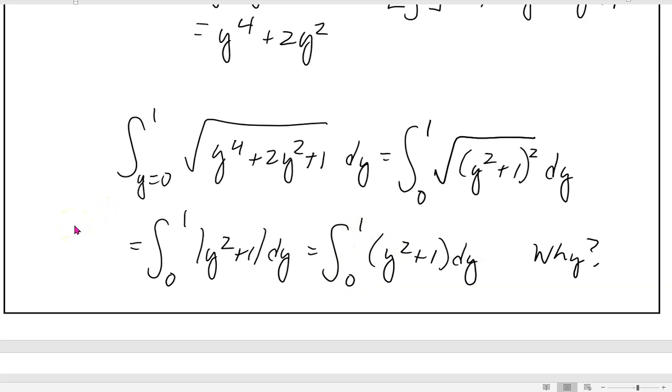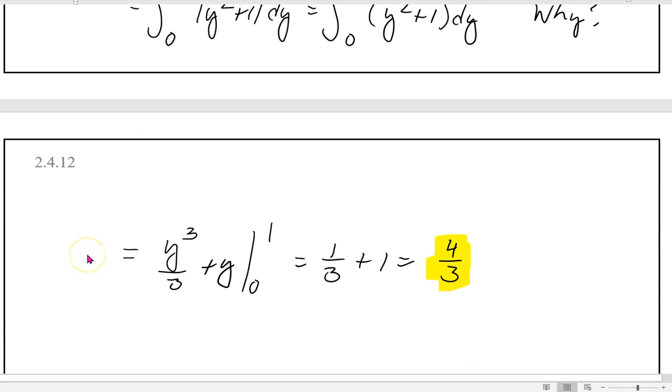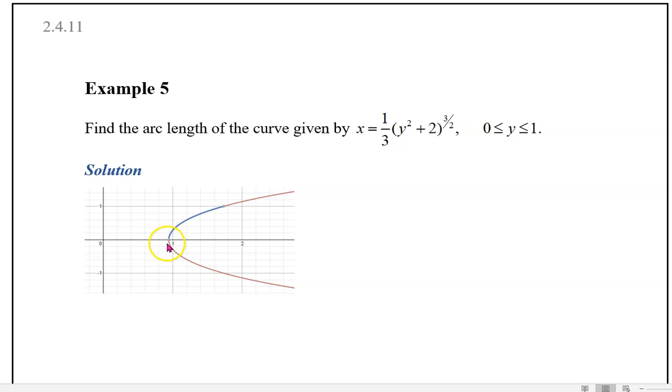In any case, we can drop those absolute values, and then we can evaluate the integration very simply to get 4/3. Does this jibe with what our picture looked like? Since 4/3 is basically 1 1/3, and this distance right here is a distance of 1, I can buy that this distance from here along the curved edge is about 4/3.